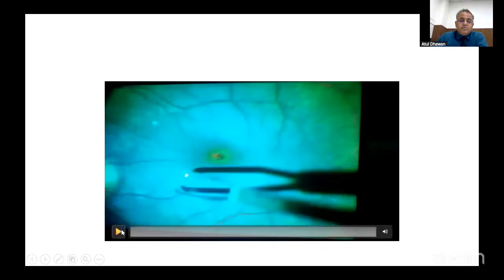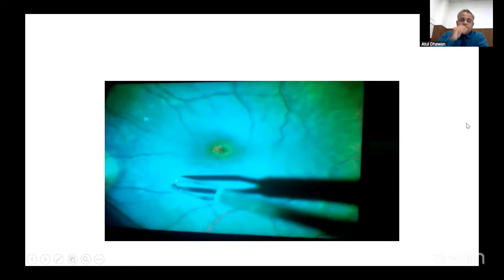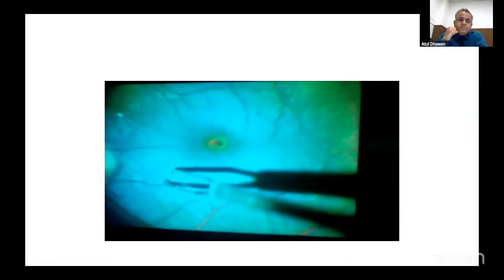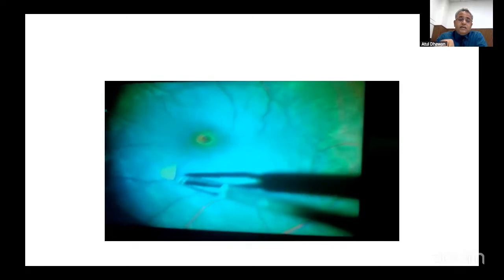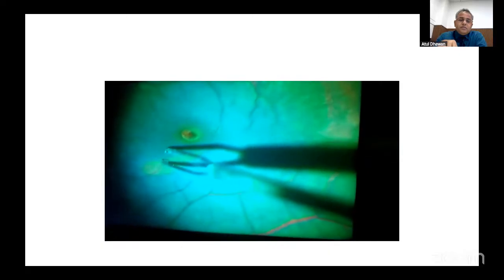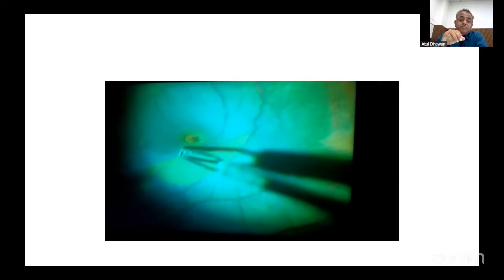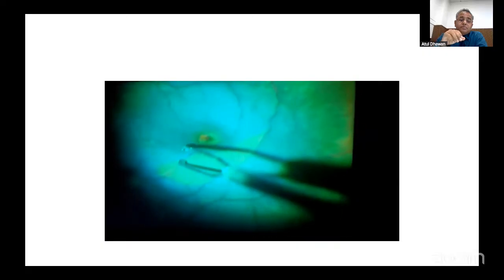So this is a small video. This was a live surgery directly recorded from the TV. It's a small macular hole. So I'm doing the ILM peeling, holding the ILM forceps obliquely, pulling it in a circumferential manner, taking out the ILM to remove the tangential traction over the hole.